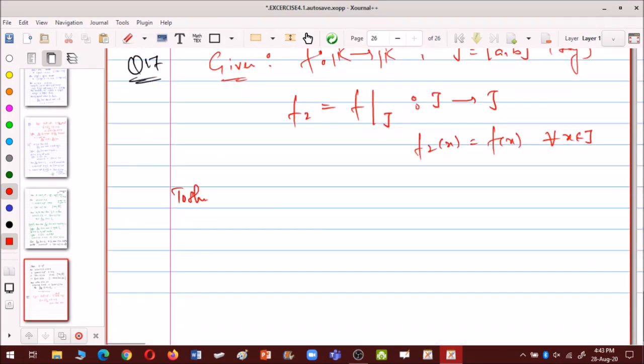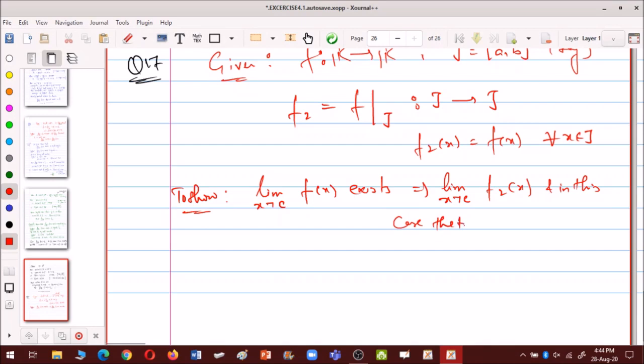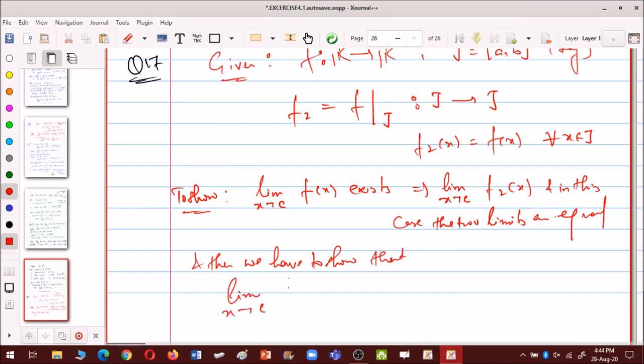To show: limit x tends to c, f(x) exists implies limit x tends to c, f2(x) exists, and in this case the two limits are equal. And then we have to show that limit x tends to c, f2(x) exists need not imply limit x tends to c, f(x) exists.